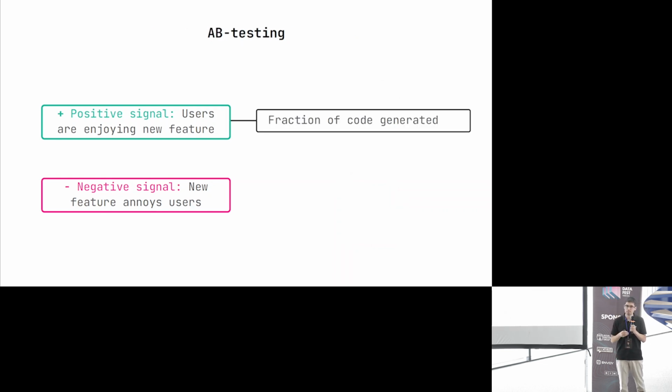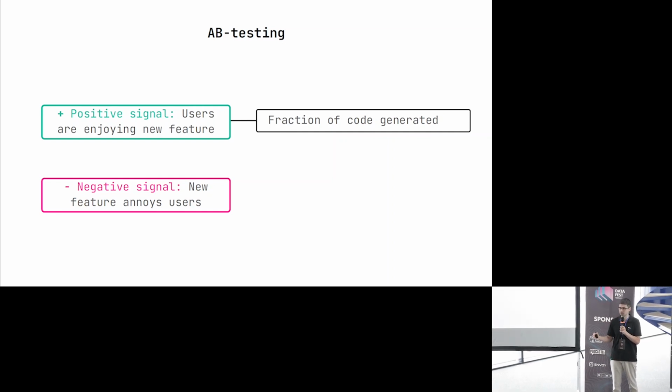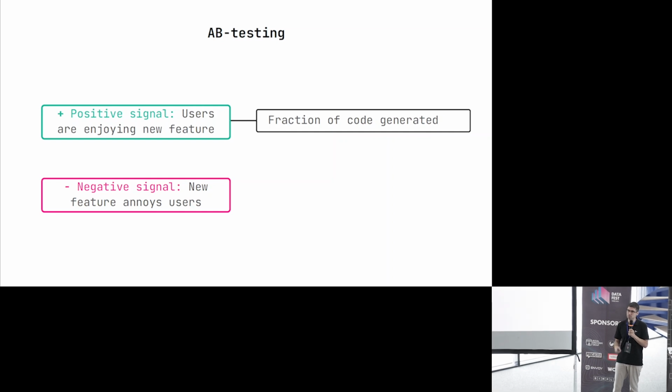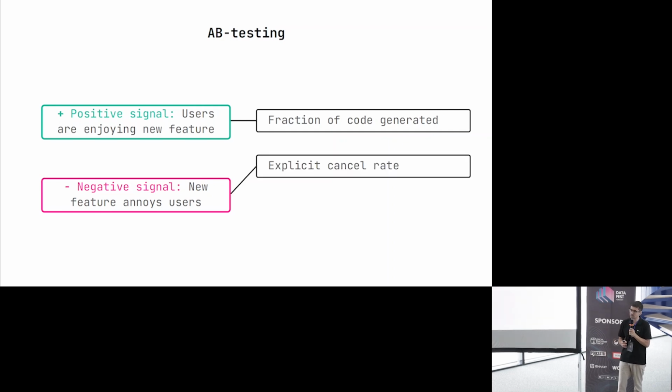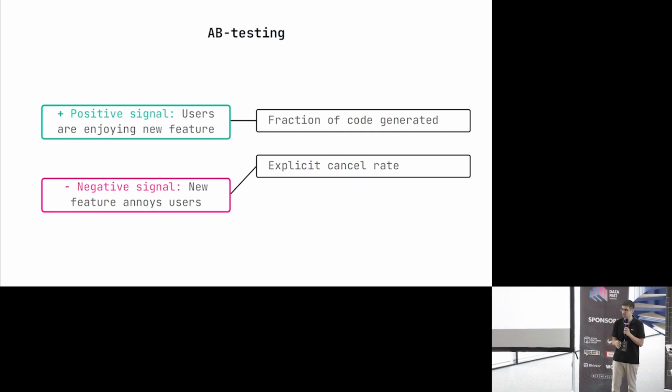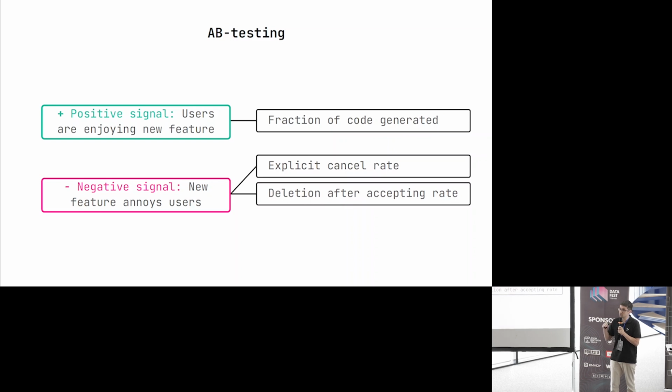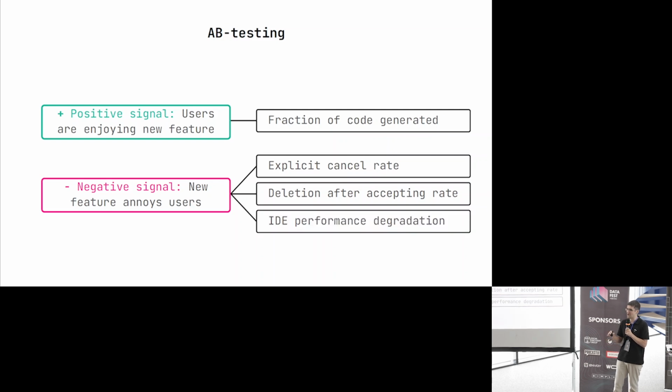So given that, what are the exact metrics that we use to track these types of signals? For the positive signal, we measure the fraction of code generated, which is the ratio of the number of characters generated by the IDE, either by full-line code completion or by standard code completion, divided by the total number of characters produced by the user. And for the negative annoyance signal, we measure the explicit cancel rate, which is the probability of explicitly hiding the suggestion by Escape, arrows, mouse pointer, whatever. We measure the deletion after accepting rate, which is the probability of deleting the entire suggestion after accepting it. And of course, we measure IDE performance degradation. It should not be the case that because of some new feature, the overall IDE performance degrades substantially.